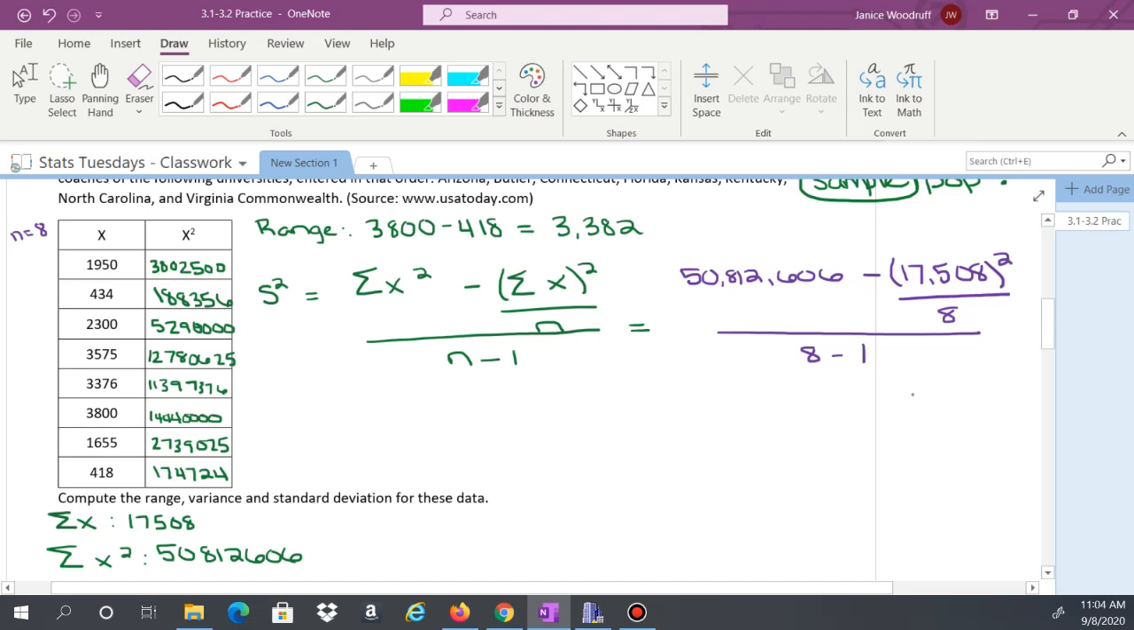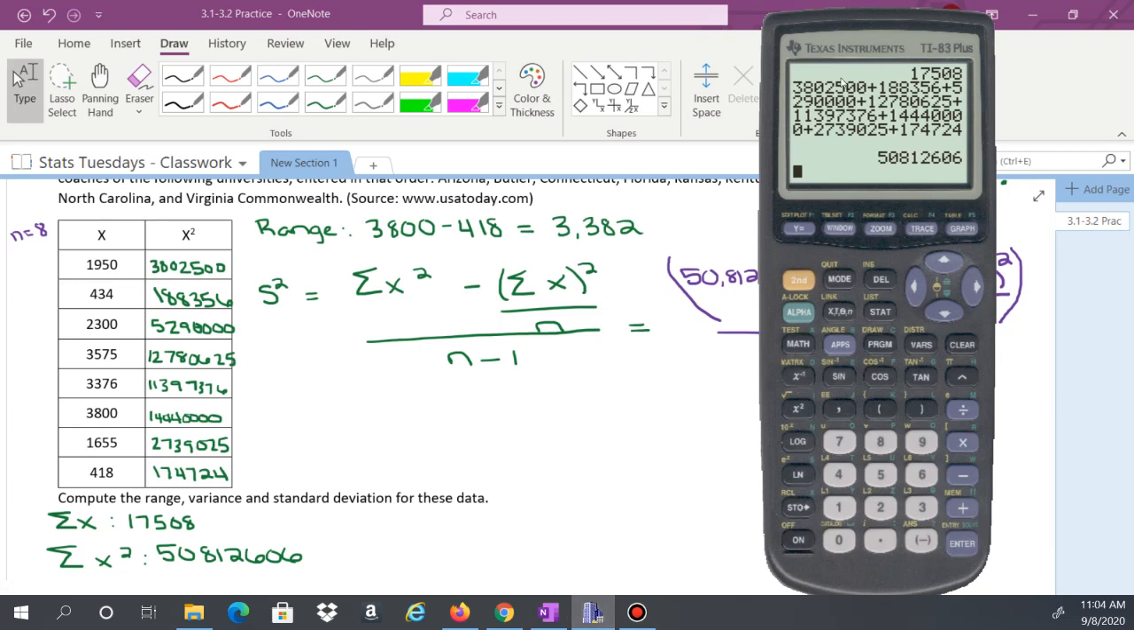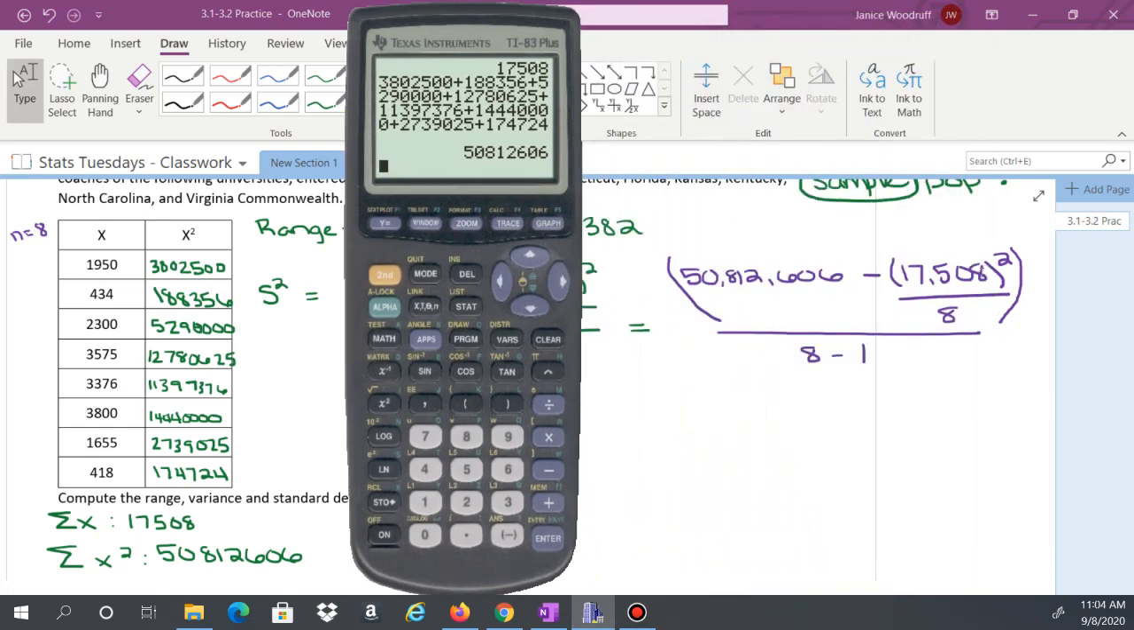Now you want to do order of operations. Okay, so when I'm looking at the top here, I can put this whole thing in parentheses. Inside the grouping, okay, you've got an exponent. You have 17,508. You want to square that. Okay, then what comes after that? Multiply or divide. So we can divide by 8. Then we're subtracting.